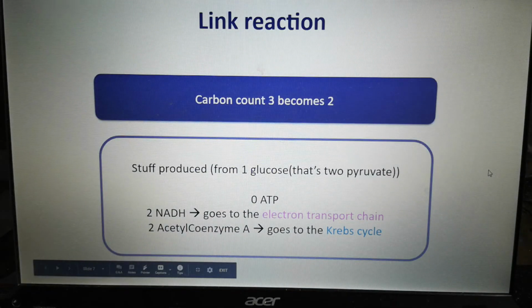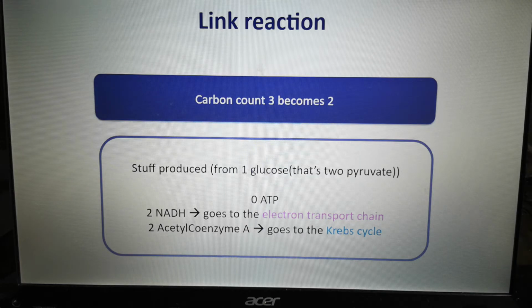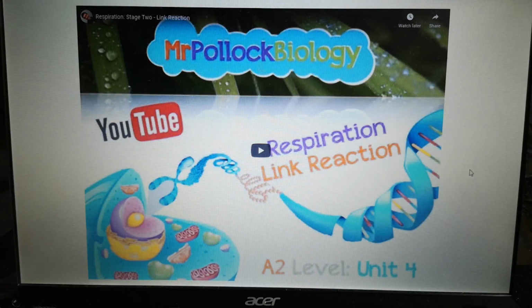Here we go. So, carbon count, our 3-carbon pyruvate becomes 2. But when we're looking at the stuff produced from 1 molecule of glucose, 2 pyruvates, the link reaction produces no ATP. There is no ATP produced in the link reaction. However, we do have 2 molecules of reduced NAD, which is going to go to the electron transport chain, and 2 molecules of acetyl-CoA, which are going to go to the Krebs cycle. Okay, same pattern as before.